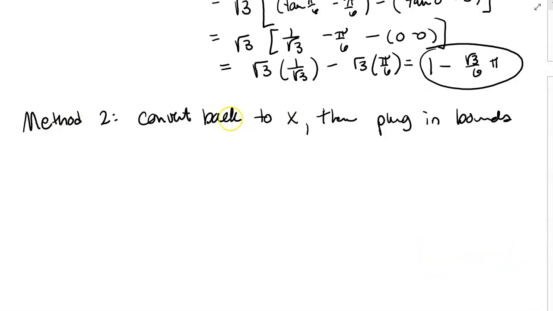Method 2, which is personally my favorite method, if you don't like to convert your bounds at the beginning, you can convert everything back to x and then plug in the bounds. Now I'm not going to go through the whole problem from start to finish because we've done most of the work. But we started with the integral from the square root of 3 to 2 of the square root of x squared minus 3 over x dx.